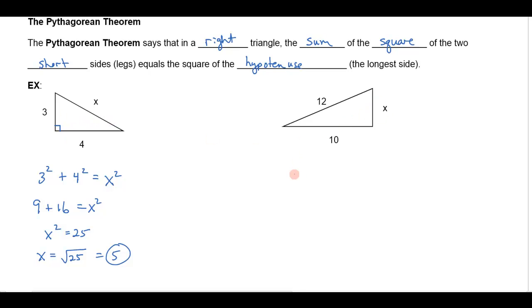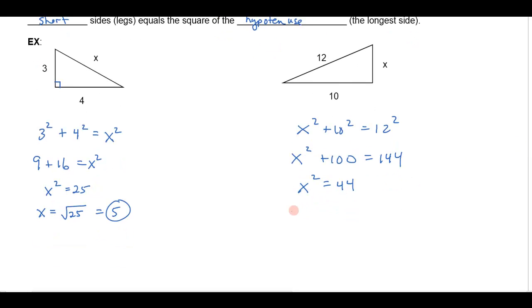So in this problem I still have the short side squared plus the other short side squared, and that has to equal the long side that we call the hypotenuse squared. So x squared plus 100 would be 144. Then I could take the 100 to the other side, that would leave me 44. So x is going to equal the square root of 44.